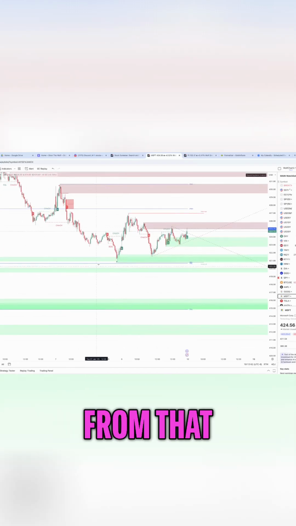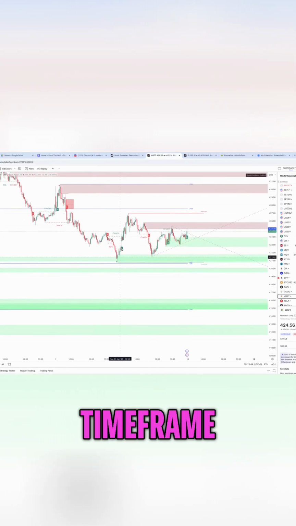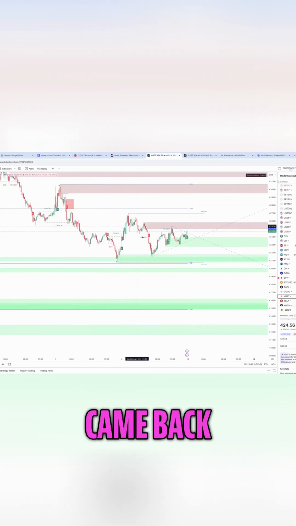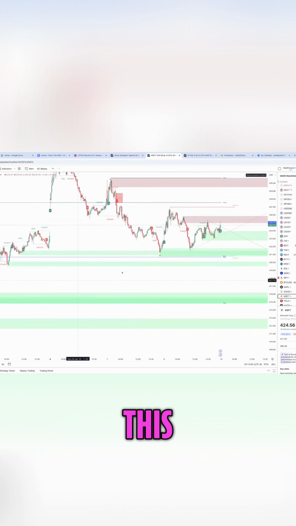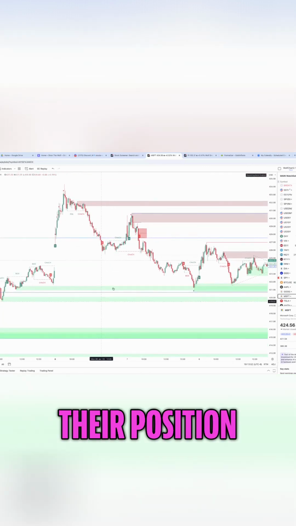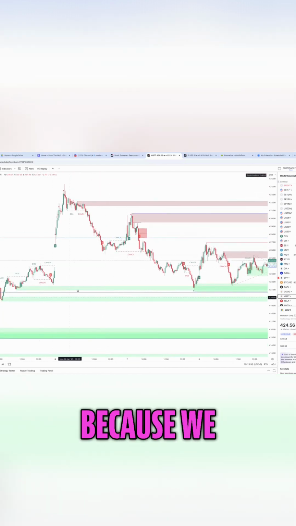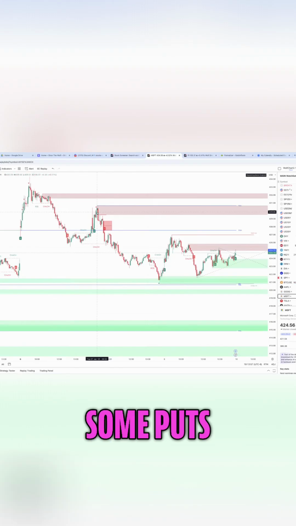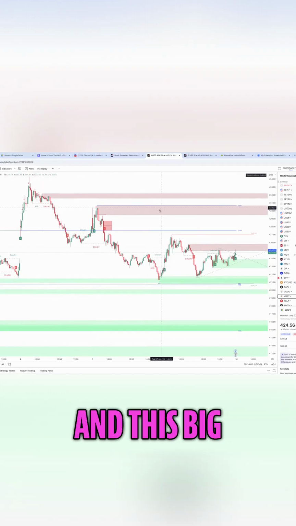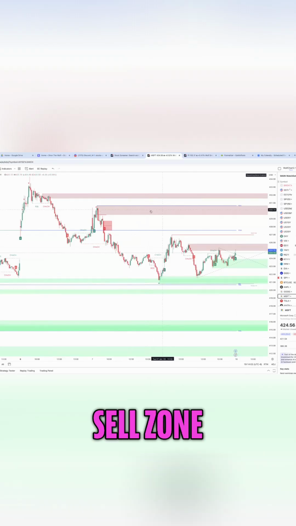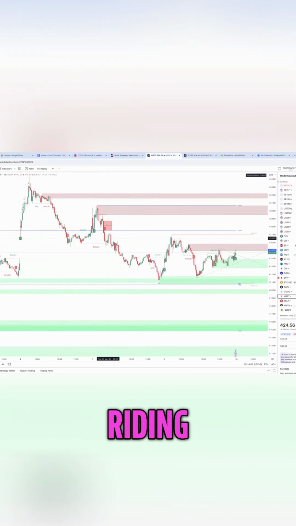It bounced right back from that old money, just like it does on a daily time frame. You see that? Came back down and touched it again and bounced again, right? So this is when we can see their position is beneficial, because if we got into puts here, say we saw this bearish, we saw them selling and this big bearish sell zone popped up on the chart, and say we were riding puts down.